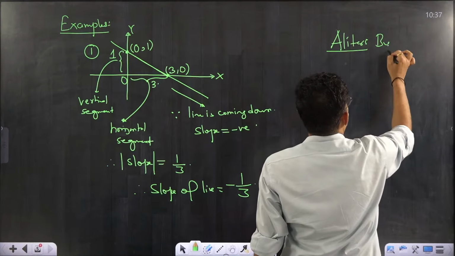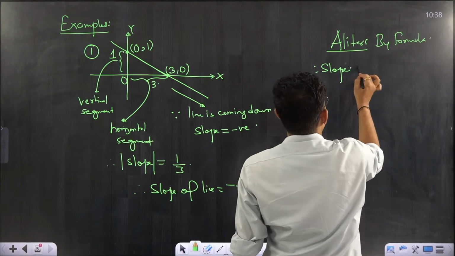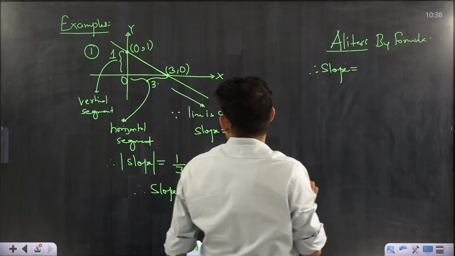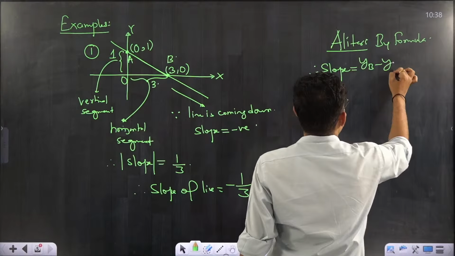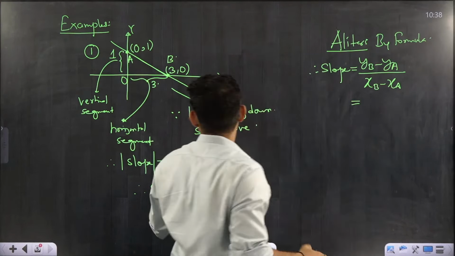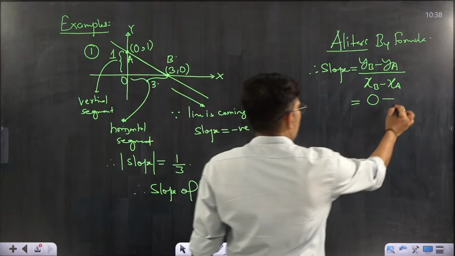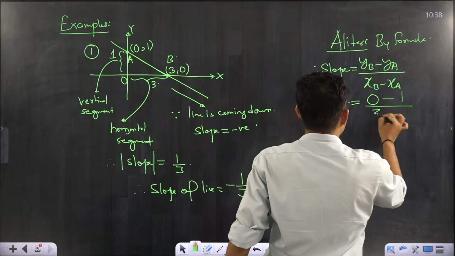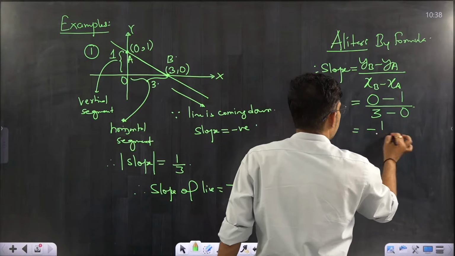Let's cross check we are right or not. By formula, I can write slope is equal to, suppose I give it a name, let's call this point A and let's call this point B. So I can write slope as yb minus ya by xb minus xa. For point B, the y coordinate is 0. For point A, the y coordinate is 1. For point B, the x coordinate is 3. For point A, the x coordinate is 0. So check, you will get minus 1 by 3.